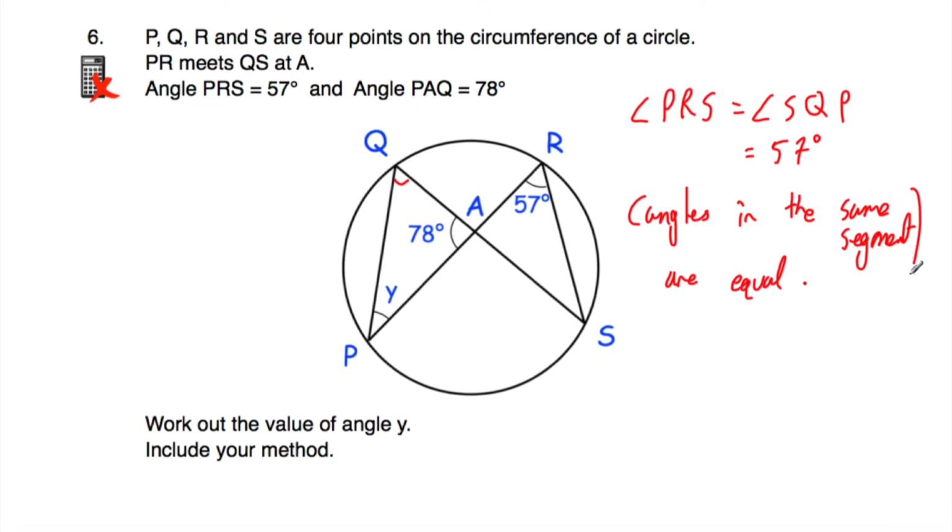Angles in the same segment are equal. So that's why angle PRS is the same as angle SQP. So that is 57 degrees.